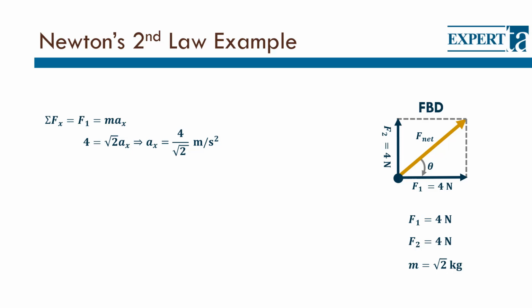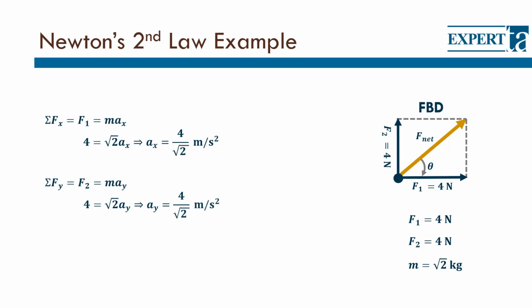Let's do the same thing in the y direction. Sum of all forces in the y direction. In this case, there is only F2, which is in the y direction. Again, remember that F2 is up and up is positive. And similarly, in the earlier one, F1 was positive because it was pointing to the right, and x is positive to the right. So the sum of all forces in the y direction is equal to mass times acceleration in the y direction. F2 is again 4 newtons, mass is square root of 2 kilograms, ay, and that tells us ay is again 4 over square root of 2 meters per second squared.